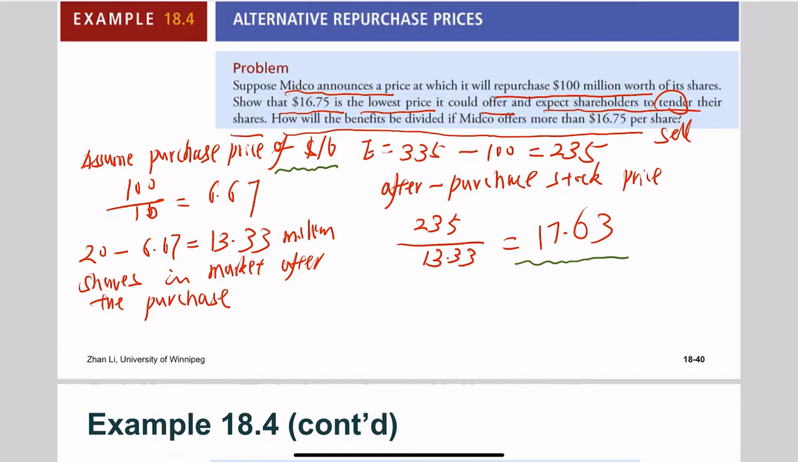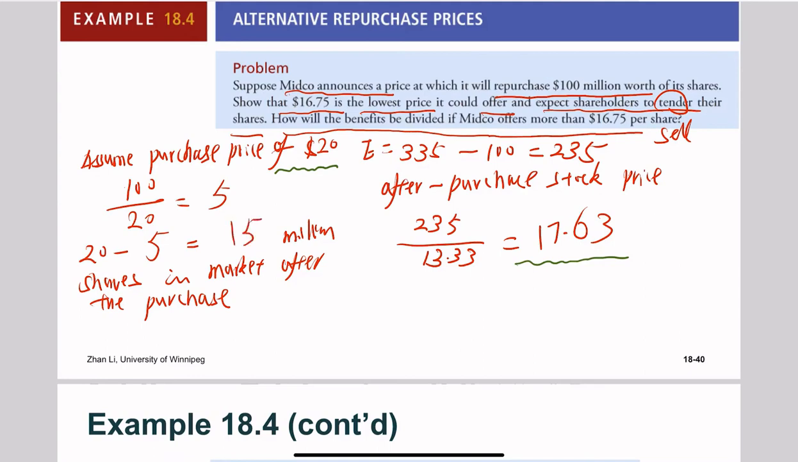at this price. Now, the second question is, how will the benefits be divided if Midco offers more than $16.75 per share? Well, you can try this. Let's assume the firm is willing to pay a per share price of $20. Now, in this case, using $100 million, the firm can repurchase 5 million shares. So the leftover, the residual number of shares in the market will be given by 15.